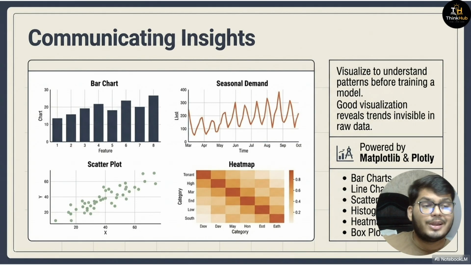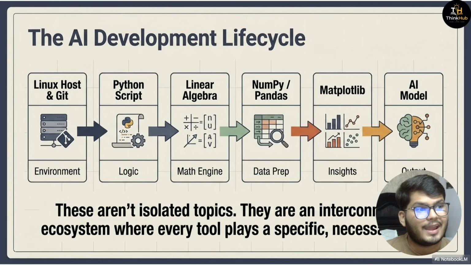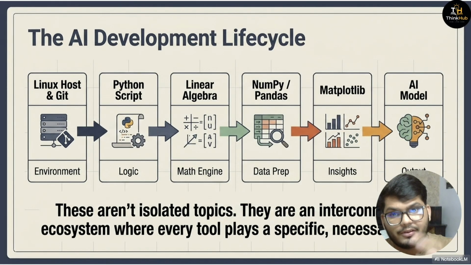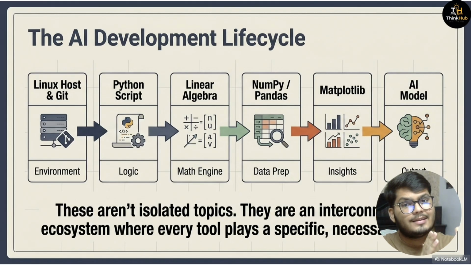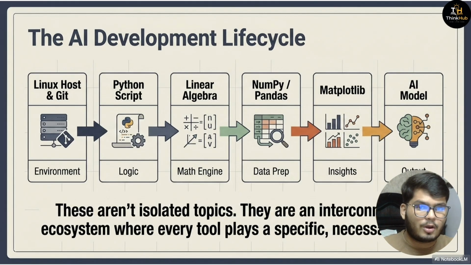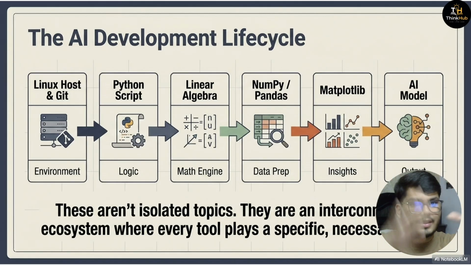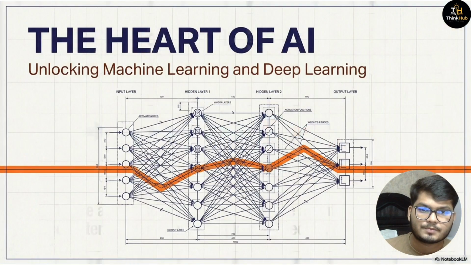And also communicating insights like data visualization, and many more things, which can be done with Matplotlib and Plotly. Moving towards the next, there's the AI development life cycle. So what is the life cycle? First is the Linux host and Git, then Python script, then linear algebra, then NumPy, Pandas, then Matplotlib. And then this whole makeup can give you the AI model, or basically the output.